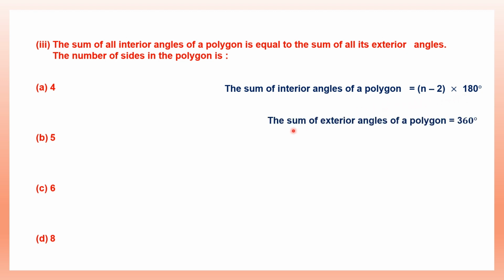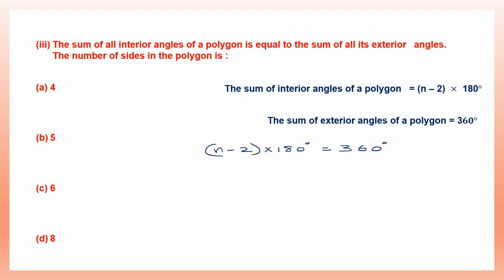And we know that the sum of exterior angles of a polygon is always 360. That means this is equal to this. So n minus 2, let's write it down now, n minus 2 into 180, which is the sum of the interior angles, is equal to 360, which is the sum of the exterior angles. Now we can find the value of n.